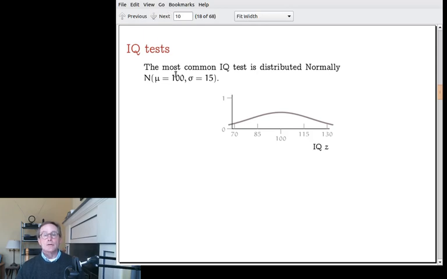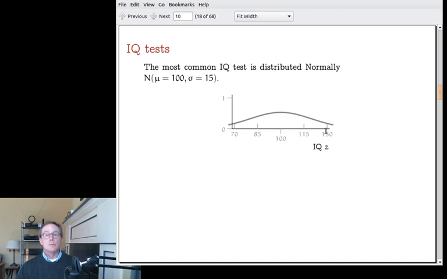So IQ tests. It's been my experience that most folks have at least some idea what an IQ test is supposed to measure. It's supposed to measure somehow your cognitive ability, native cognitive ability. IQ tests are set up so that they're centered at 100 and so that they have a standard deviation of 15. So there are people with an IQ of 115. That's right about where the curve changes from umbrella to bowl. People who have an IQ of 130 are 2 standard deviations away from the mean.